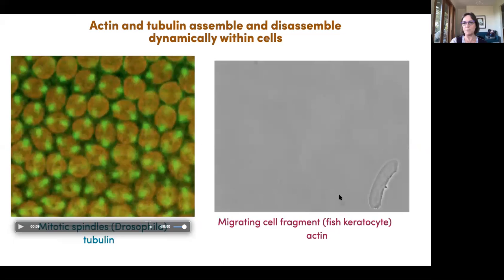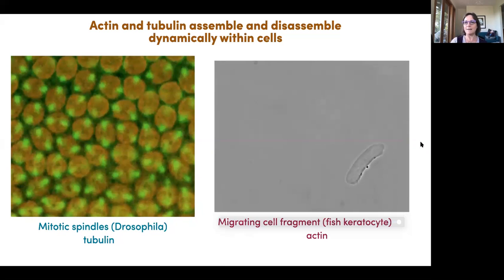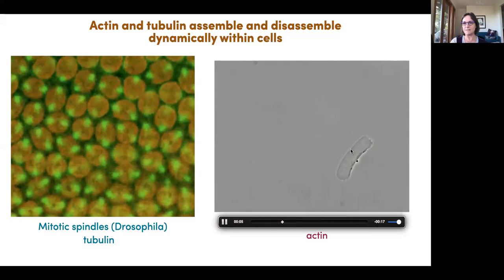Actin is probably best known for its role in cell movement. And I'll show you some other movies of cells like this. This is called a keratocyte. It's a cell derived from fish scales. And they're used because they have this very beautiful linear motion that you can recapitulate on a cover slip and watch in vitro.